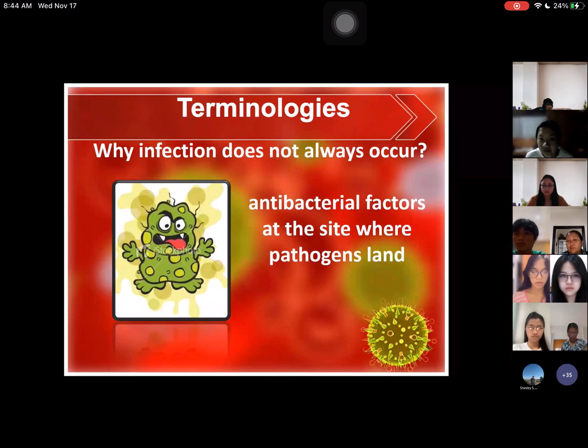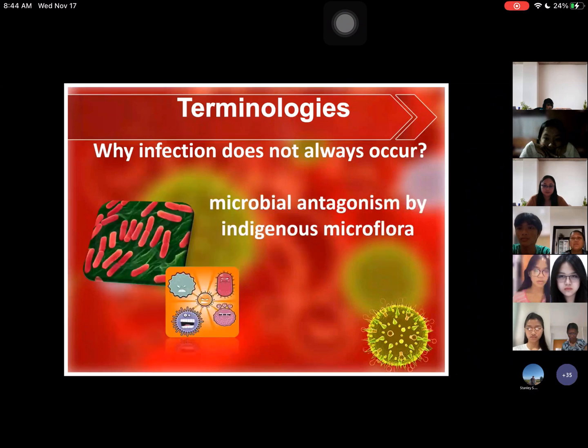Okay, that actually kills or destroys certain microorganisms that usually enter or invade our system. So we call it the bacteriocins. Okay. Next, we have the microbial antagonism by indigenous microflora. So this is actually a competition of nutrients and supplies.